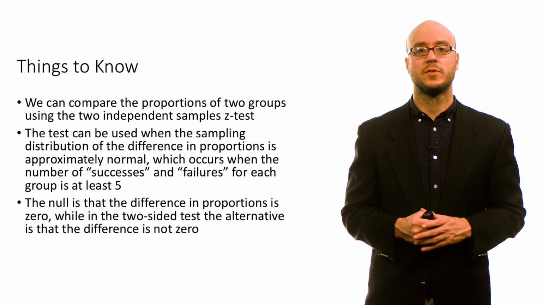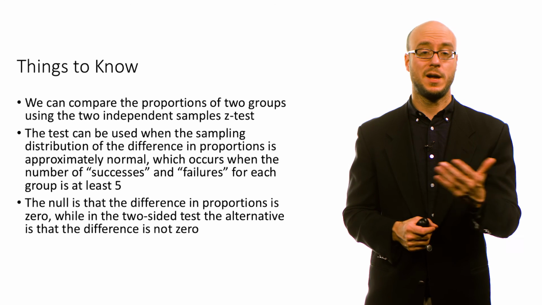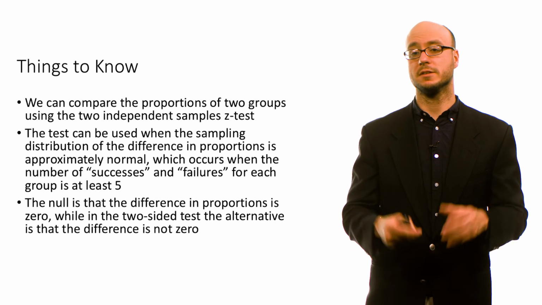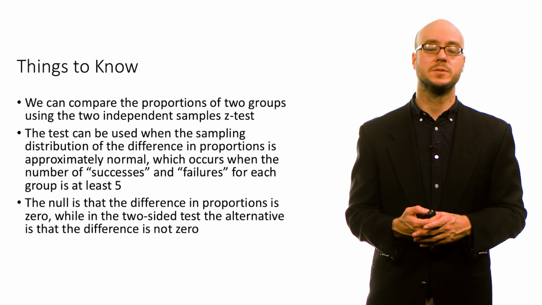The null for the difference of two proportions test is that the difference in the population is 0. While in the two-sided test, the alternative is that the difference is not 0. That's by far the most common setup, and it's the one we will examine and use in this course. With that, we've concluded our discussion of comparing two proportions from two independent samples and using the z-test for that kind of hypothesis test.